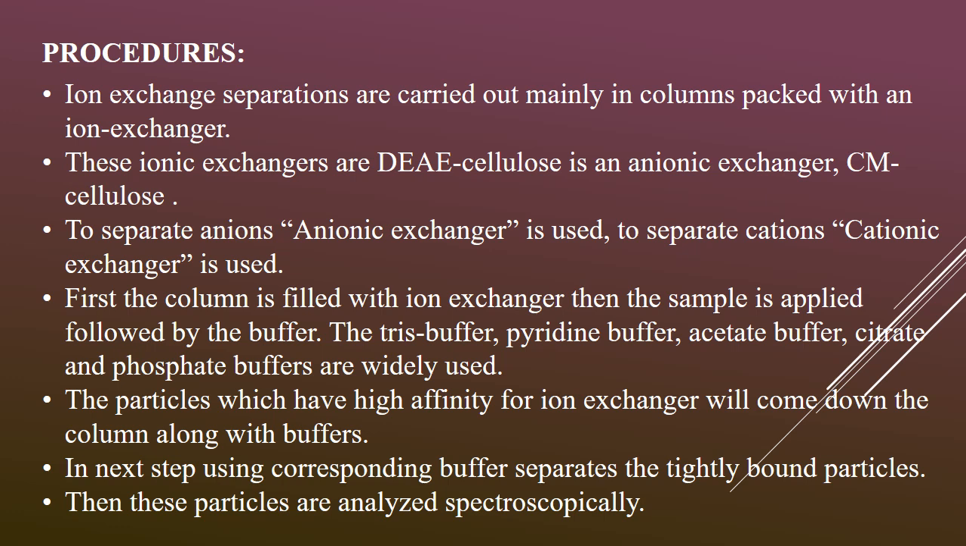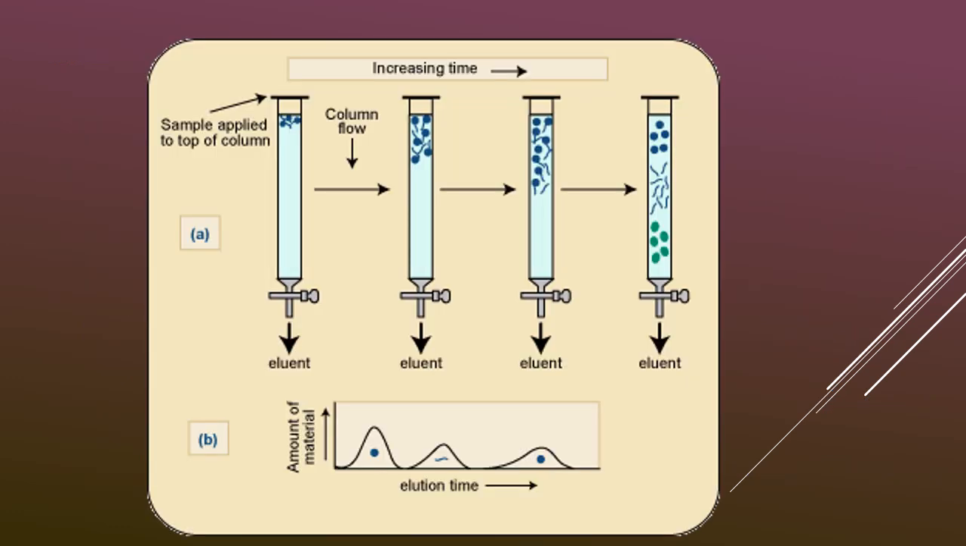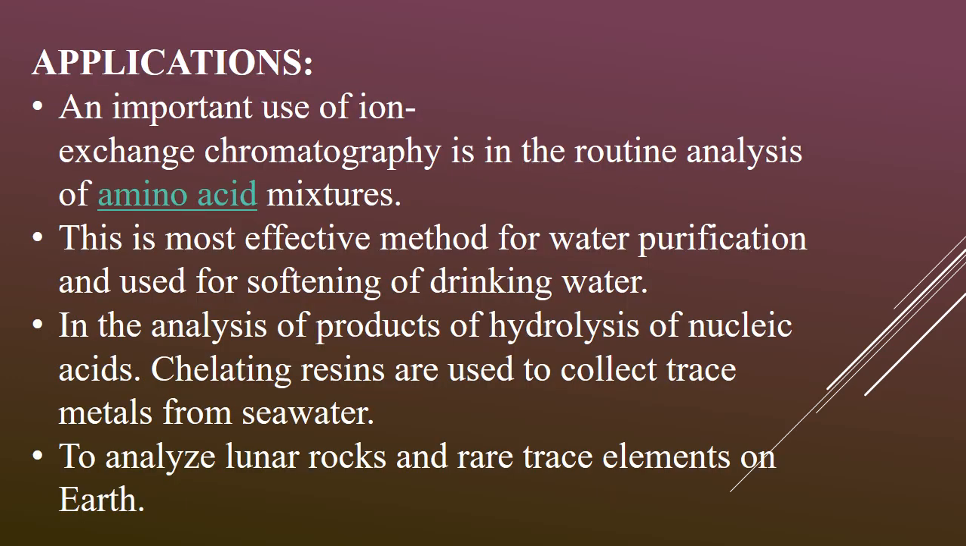Firstly, the column is filled with an ionic exchanger, then the sample is applied, followed by the buffer. The Tris buffer, pyridine buffer, acetate buffer, citrate and phosphate buffers are widely used. The particles which have low affinity for the ion exchanger will come down the column along with the buffers. In the next step, using the corresponding buffer separates the tightly bound particles. Then these particles are analyzed spectroscopically. So this is the procedure for ion exchange chromatography.